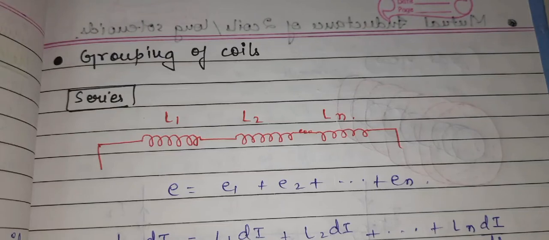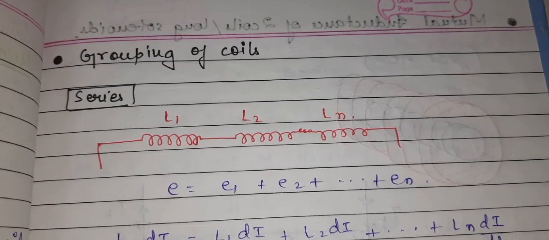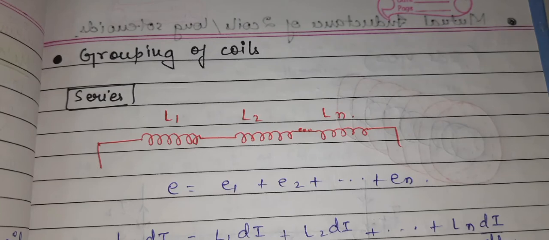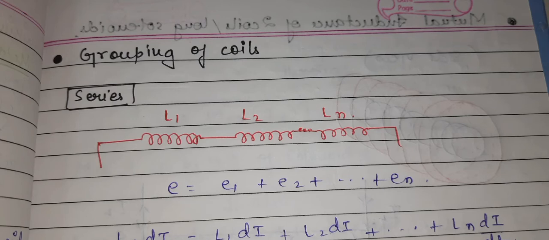The video for class 12th, and the topic which we will start today is the grouping of the coils in series and parallel circuit. And after this topic we will deal with mutual induction, specifically the mutual inductance of the two coils together. The chapter which is going on is electromagnetic induction.